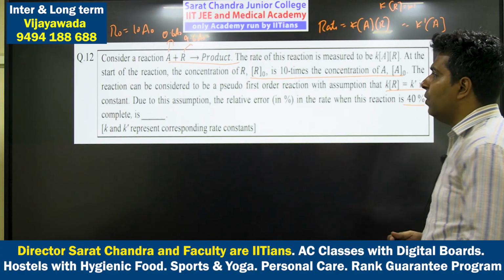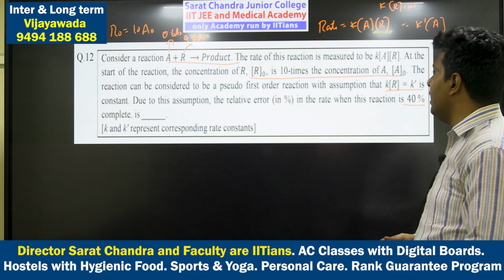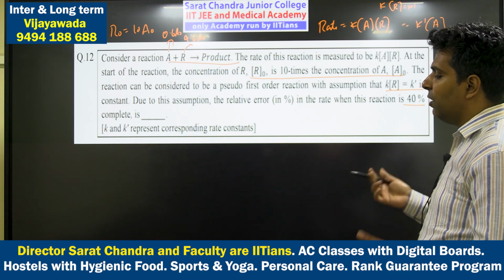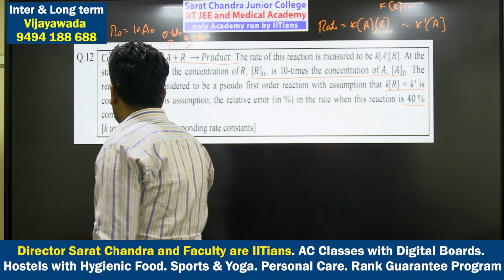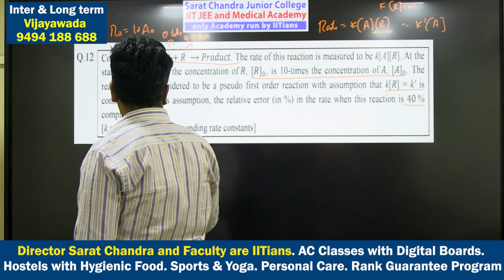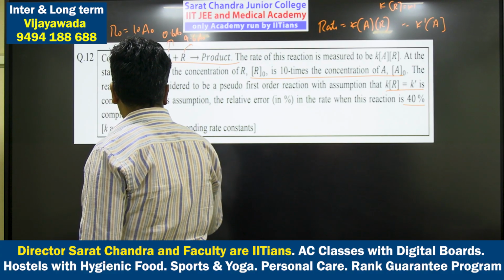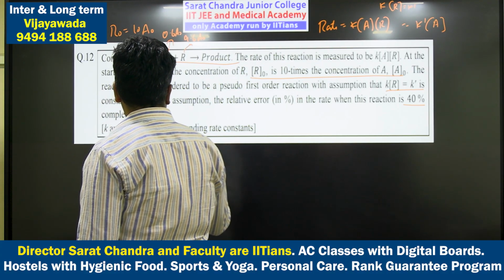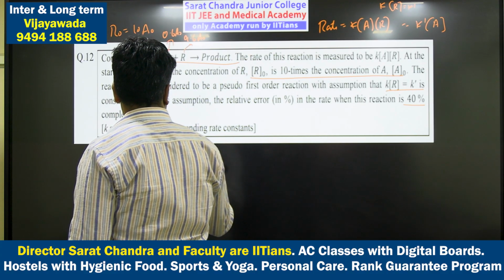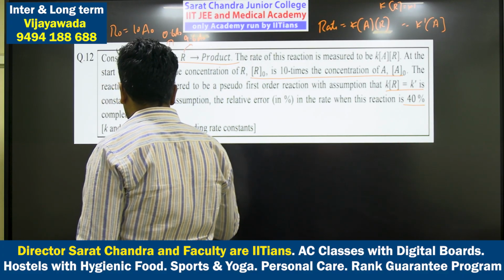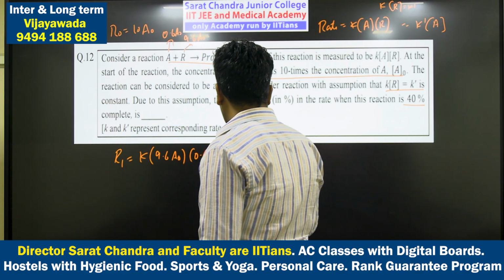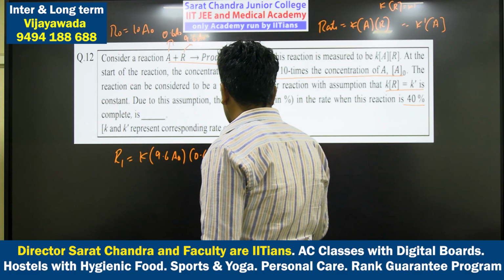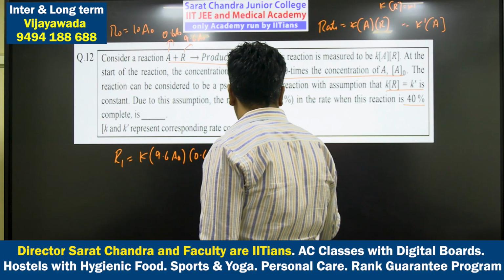Now we have to find out, due to this assumption, the relative error in rate. Suppose we are not taking this assumption. So what will be the rate in that case? So K, now the concentration of R is 9.6 A naught and the A is 0.6 A naught. So this will be the rate. So that can be written as K A naught square, 9.6 into 0.6.